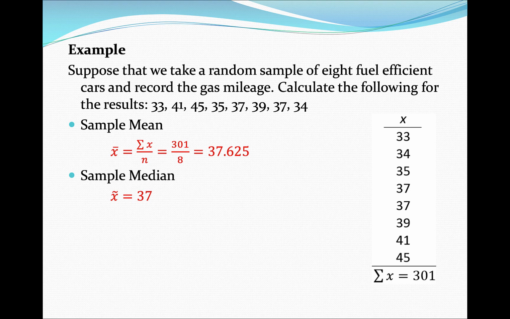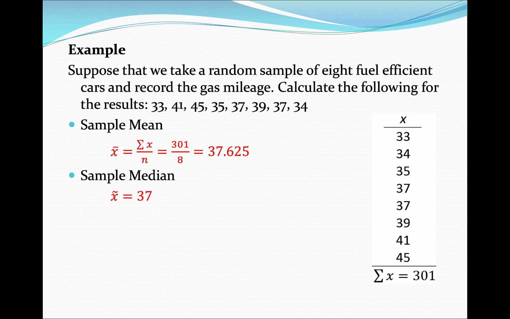The mean here is 37.625. The median is 37. Let me talk a little bit about the difference between these two and what you have to be careful of. Both of these are used for quantitative data. The big difference is the mean is sensitive to extreme scores and the median is not.